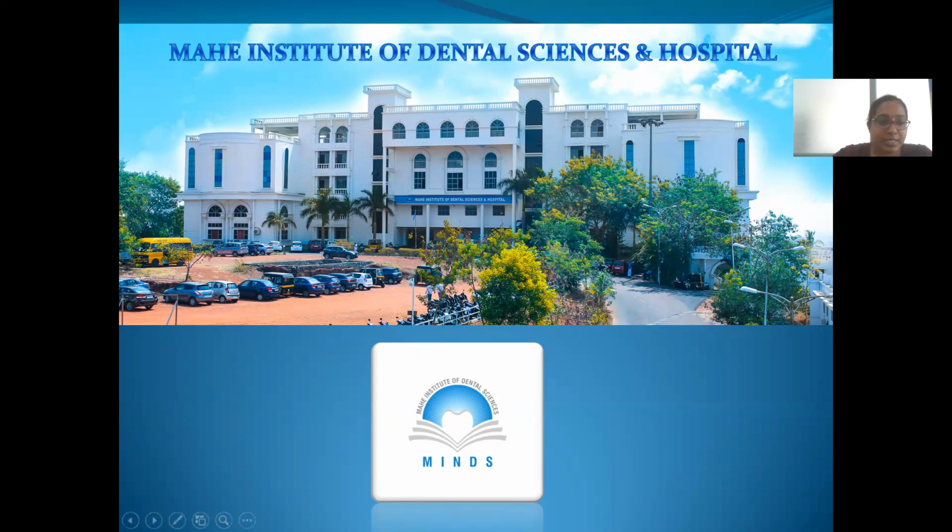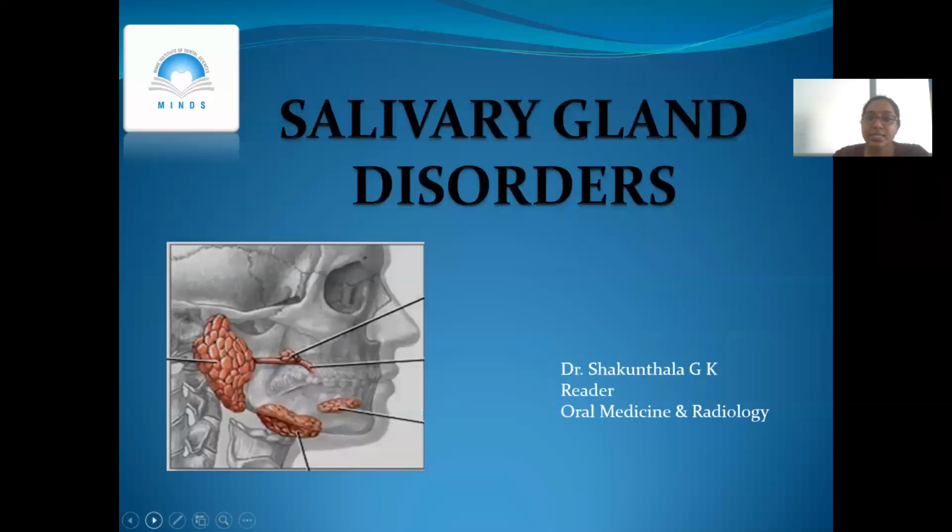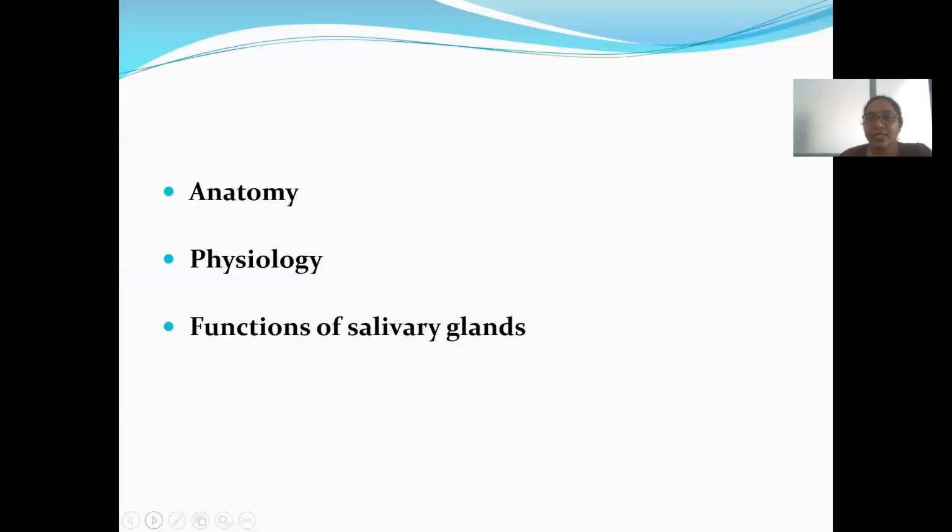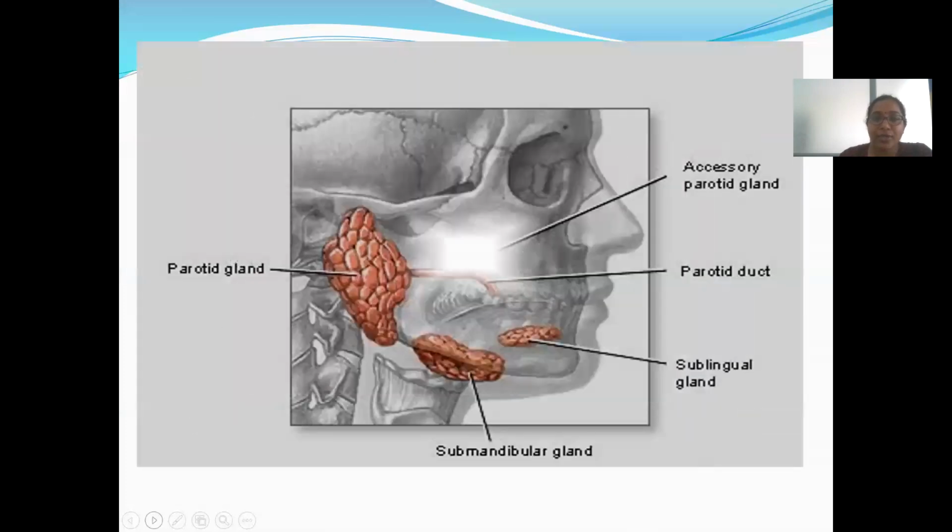Today we will be discussing salivary gland disorders. Before we start with the salivary gland disorders, it is advisable we revise a little about the anatomy, physiology and functions of our salivary glands. Coming to the anatomy of the salivary glands, we have three pairs of major salivary glands and their ducts, and we have multiple millions of minor salivary glands present in the oral cavity.